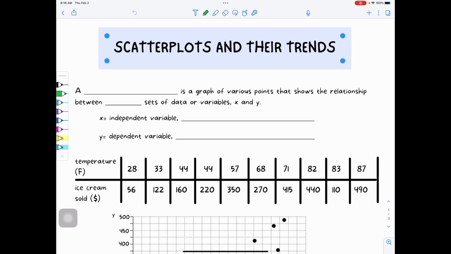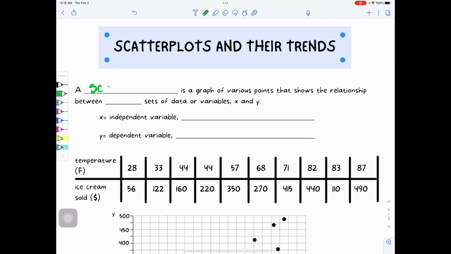Today's lesson is called Scatter Plots and Their Trends. So a scatter plot is a graph of various points that shows the relationship between two sets of data or variables, x and y.